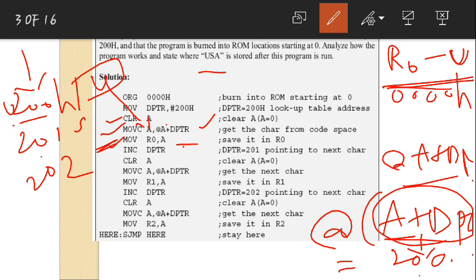Now after that, from 200 I have taken U. Now I should take S from 201. So for that I need to increment DPTR. After incrementing, again I'll clear A, so A is equal to 0 at this point. DPTR now is pointing towards 201, and I made A equal to 0. Now I should again write this instruction, MOVC A, @A+DPTR. In this case you see this instruction is the same: A made 0 plus DPTR, now pointing towards 201.